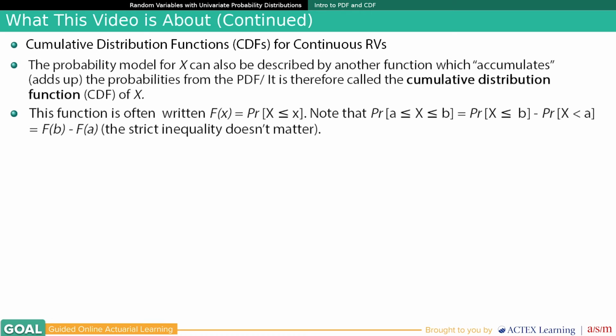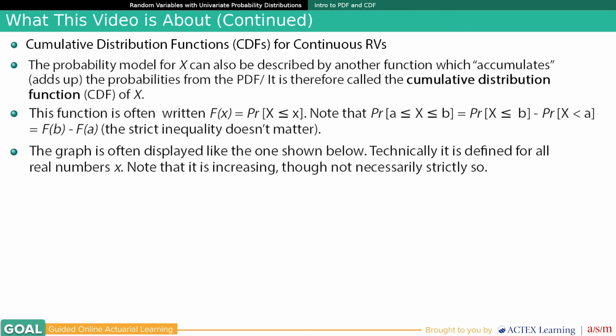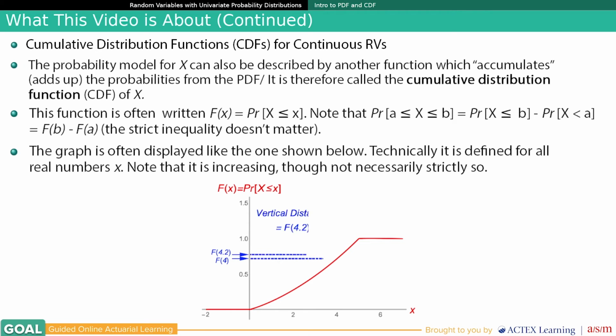The probability that x is less than a will equal the probability that x is less than or equal to a, effectively because the area under the PDF under 1 point is 0. Areas of lines are 0. The graph of the CDF is often displayed like the one shown below. Technically, again, this is defined for all real numbers little x.